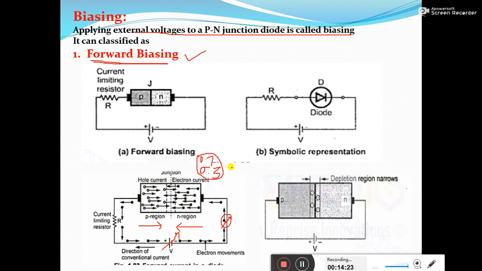And the second point is that the width of the depletion layer decreases with the increase in forward bias. As the forward bias increases, the depletion layer gets narrowed. Here you can see the depletion region becomes narrow. Symbolically it is shown like this. You can represent this operation with this diagram.